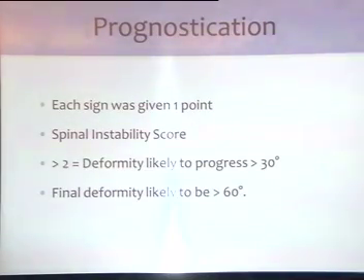And that score, if you get 2 or more signs in any such case, then you can predict very well that this child is likely to develop a deformity, likely to develop more than 30 degrees, and the deformity is likely to cross 60 degrees. So this was a very important finding that came out of that paper.